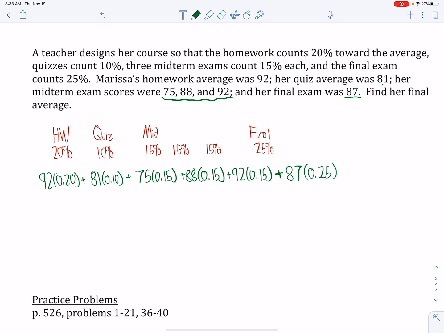So now to find the weighted average, we just have to actually take the time to calculate this. So 92 times 0.2 plus 81 times 0.1 plus 75 times 0.15 plus 88 times 0.15 plus 92 times 0.15 plus 87 times 0.25. Here we end up with a final average in the class of 86.5.